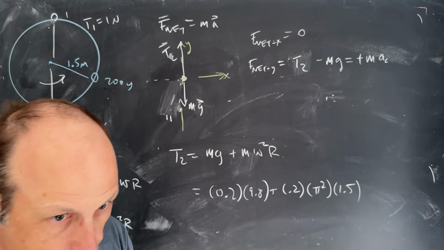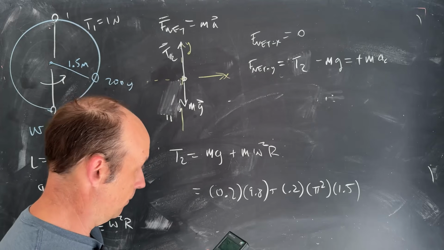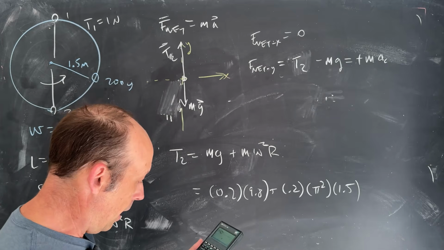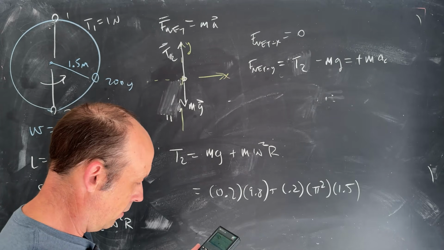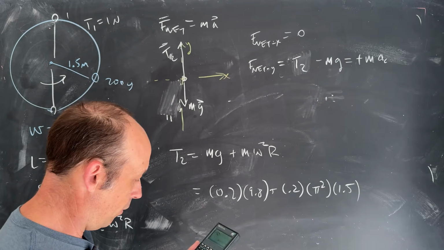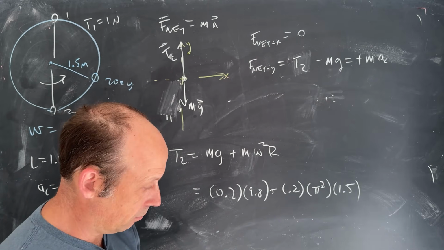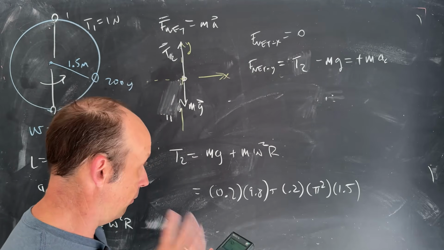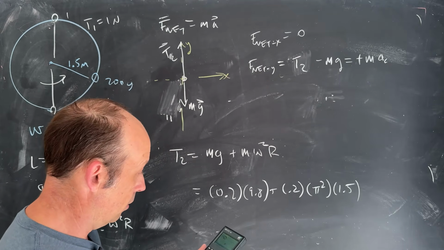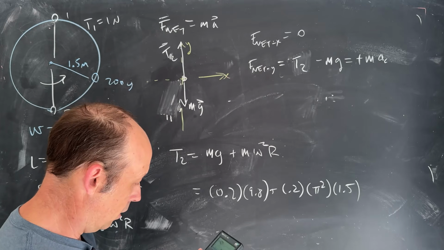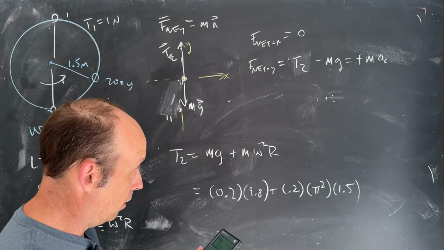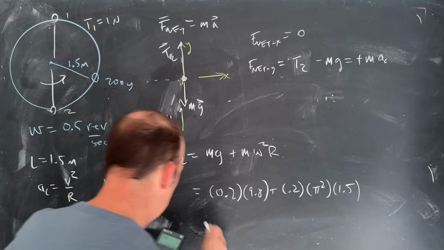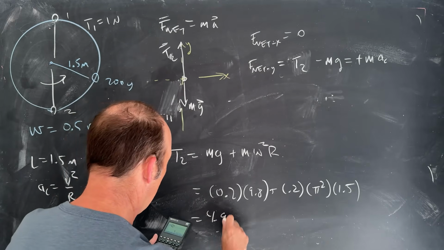Calculator. 0.2, enter. 9.8 times 0.2, enter. Pi squared times 1.5 times. And I get, oh, I messed up. Clear. Okay, do it again. 0.2, enter, 9.8 times. Stop. 0.2, enter, 3.14 squared times 1.5 times plus. And I get 4.9 newtons.